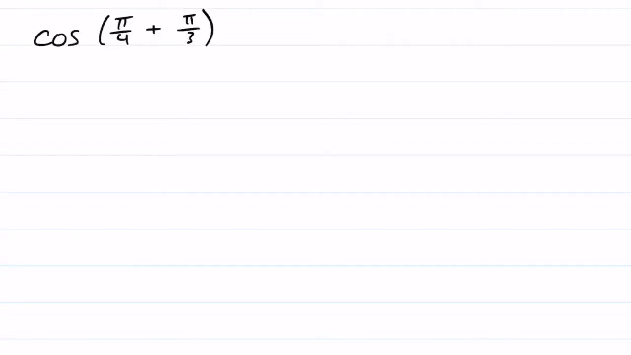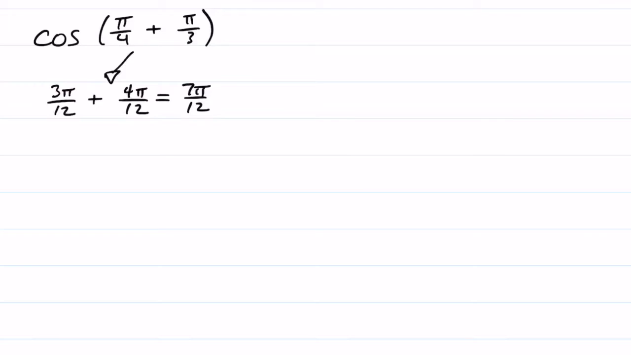Cos of pi over 4 plus pi over 3. So I just want to figure out what pi over 4 plus pi over 3 is. We need to find a common denominator and then add the numerators, and we get 7 pi over 12. Cos of 7 pi over 12 is not on the unit circle.